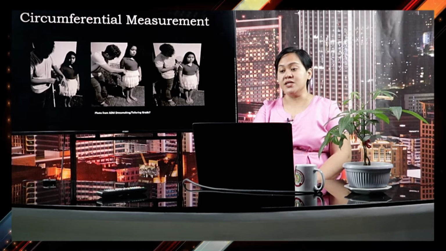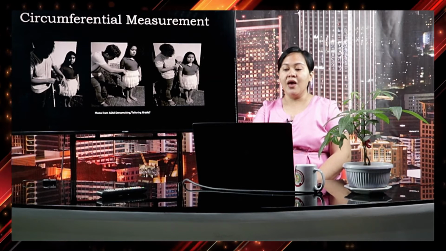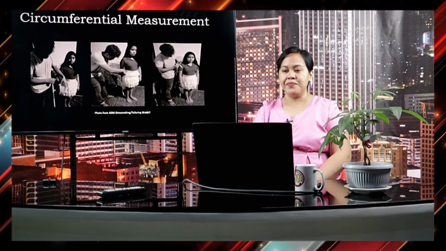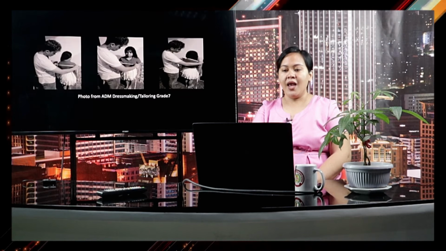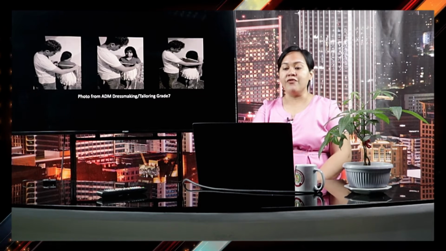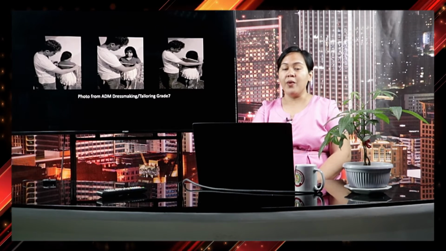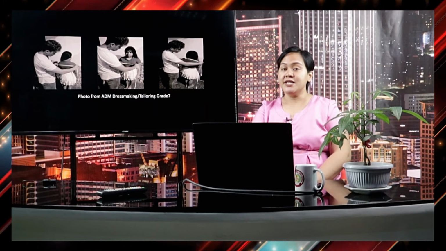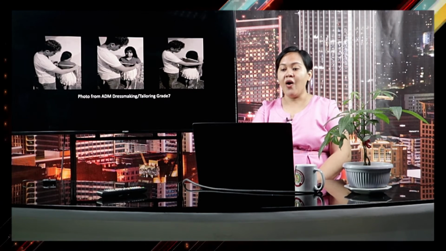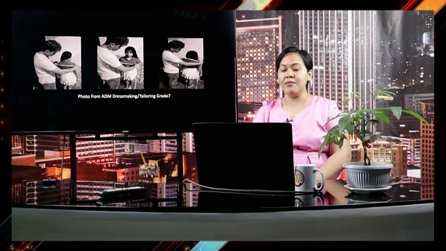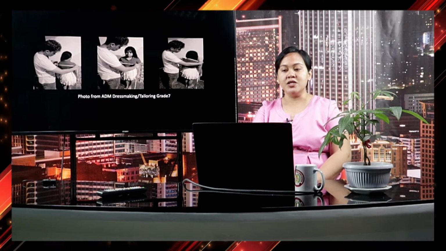Now let's focus on horizontal measurement for women's apparel. Again, here are examples of horizontal measurements for women's apparel. As you can see in the illustration, horizontal measurements are taken from the left of the figure to the right.